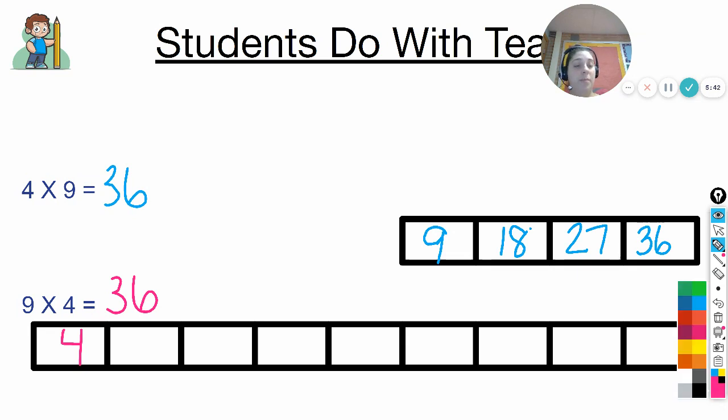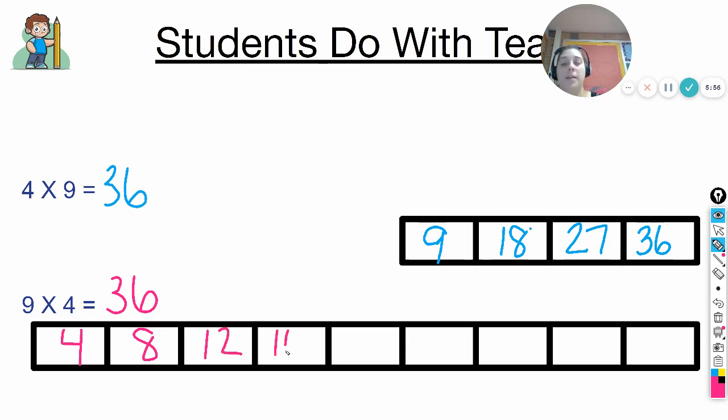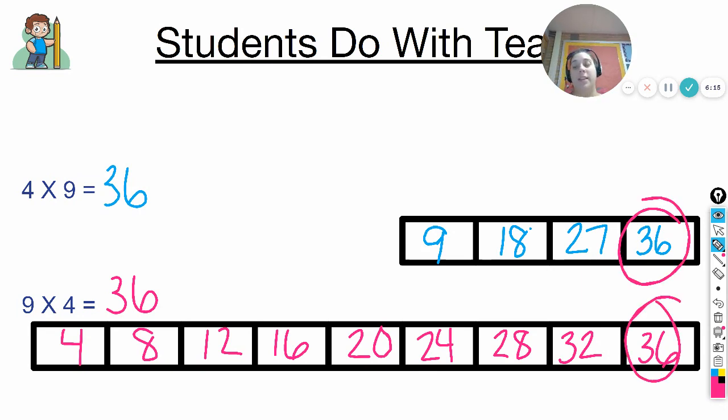Okay, so we're going to fill in our skip count by 4 and see if we can prove that 4 times 9 and 9 times 4 have the same answer. 4, 8, 12, 16, 20, 24, 28, 32, 36. They do have the same answer. So 4 times 9 and 9 times 4 both equal 36.